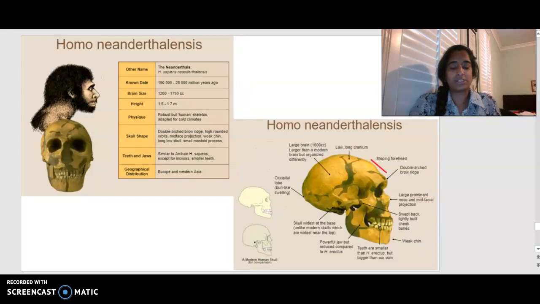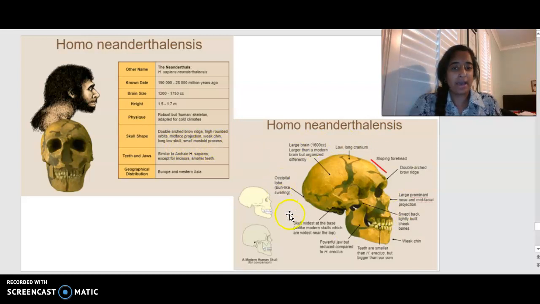All right, so we then have Homo neanderthalensis or Homo neanderthals, which again are robust but have more of a human-like skeleton, adapted for the colder climates. So they were found around Europe and Western Asia. They have a double-arched brow ridge, high rounded orbits, a mid-face projection, a weak chin, so we're seeing now the development of that chin, a long, low skull, and a small mastoid process.